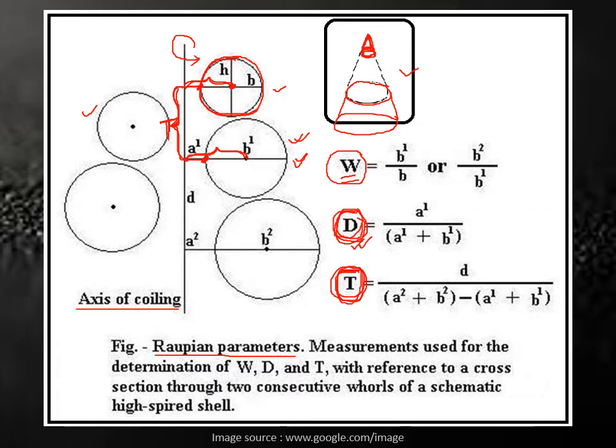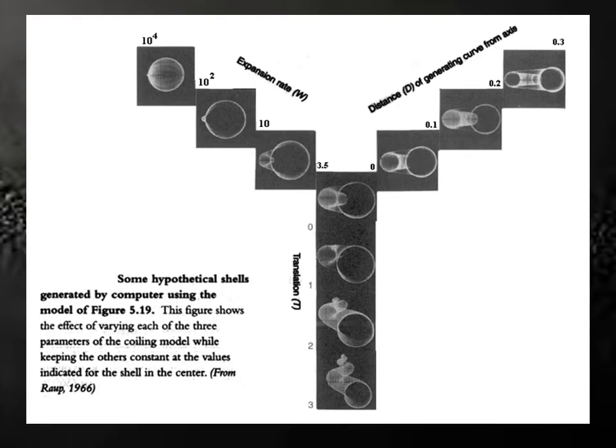Now let's see how, on the variation of these three parameters, different molluscan shells are produced. Here you can see in the y-axis it is denoted as T, that is translation rate. In this axis it is whorl expansion rate or W, and in this axis it is D, that is the distance from the axis of coiling. So it's basically a three-dimensional figure. Now first look at this direction, where T is zero, that means there will be no translation along the vertical axis, but with a complete 360 degree rotation, the distance from the axis of coiling is gradually increasing.